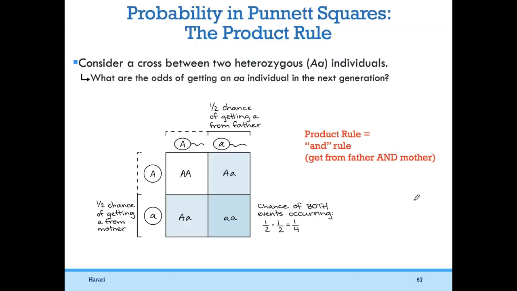So now let's try to apply it to a Punnett square. Consider a cross between 2 heterozygous individuals, big A, little a. What is the chance of getting a little a individual in the next generation? This is another way of saying, what is the chance of getting a little a from mom and a little a from dad? So you have a 50%, 1/2 chance of getting it from dad, and a 1/2 chance of getting it from mom, which means 1/2 times 1/2 gives us a 1/4 chance of getting a little a from dad and a little a from mom.